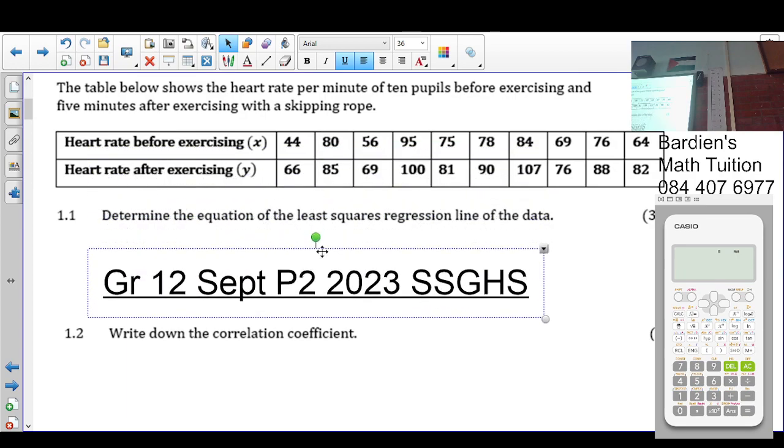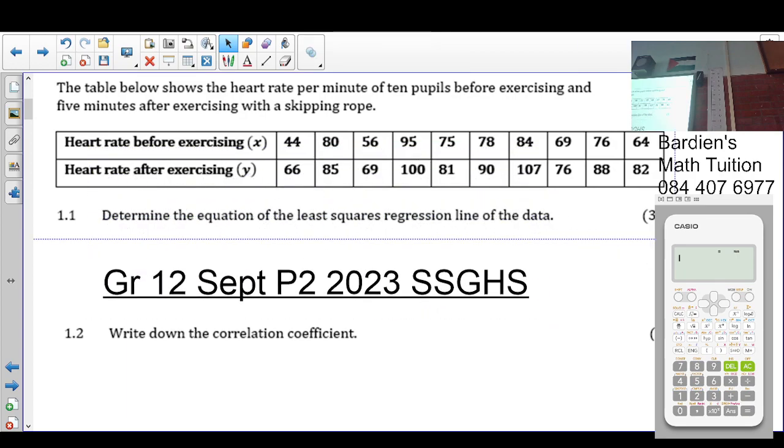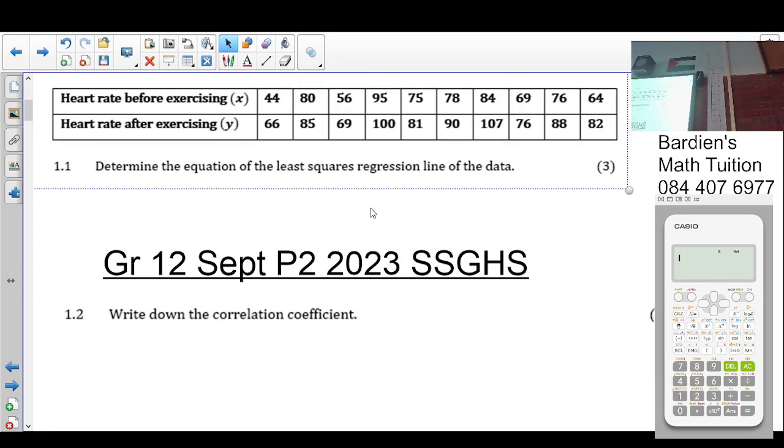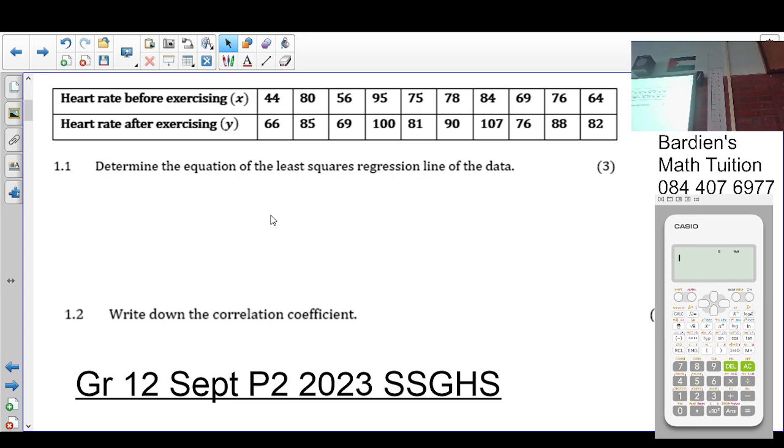You have to tell that the table below shows the heart rate per minute of 10 pupils before exercising and 5 minutes after exercising with the skipping rope. Okay, so we got the heart rate before, the heart rate after. Before is denoted with the X and after denoted with a Y, of course. So the question says determine the equation of the least squares regression line for the data. So the least squares regression line, we know we must program our calculator.